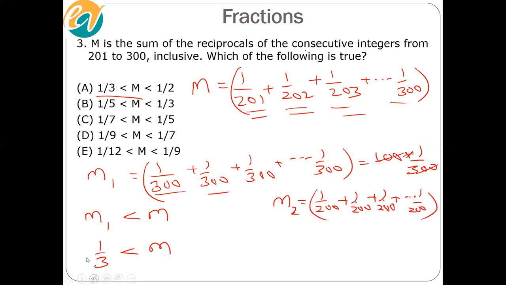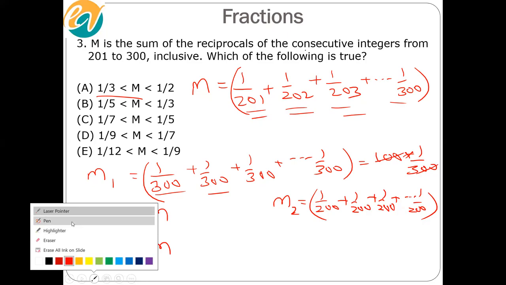All right. Now again, let's do a comparison. 1 by 200 and 1 by 300. Tell me which one is smaller. 1 by 300 is smaller than 1 by 200. So basically almost every term of M is smaller than every term of M2. Correct? So which means M is smaller than M2, right?